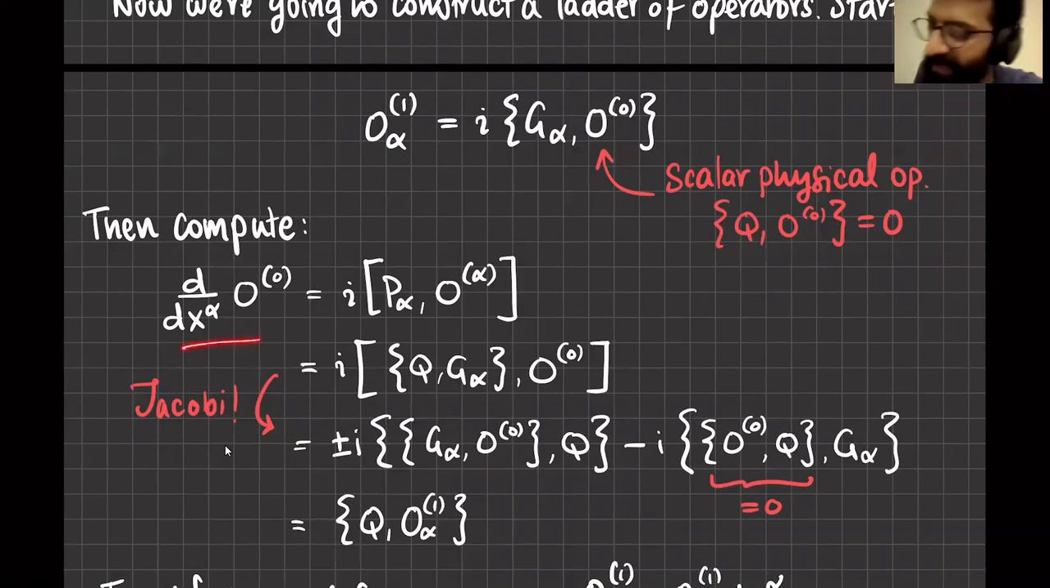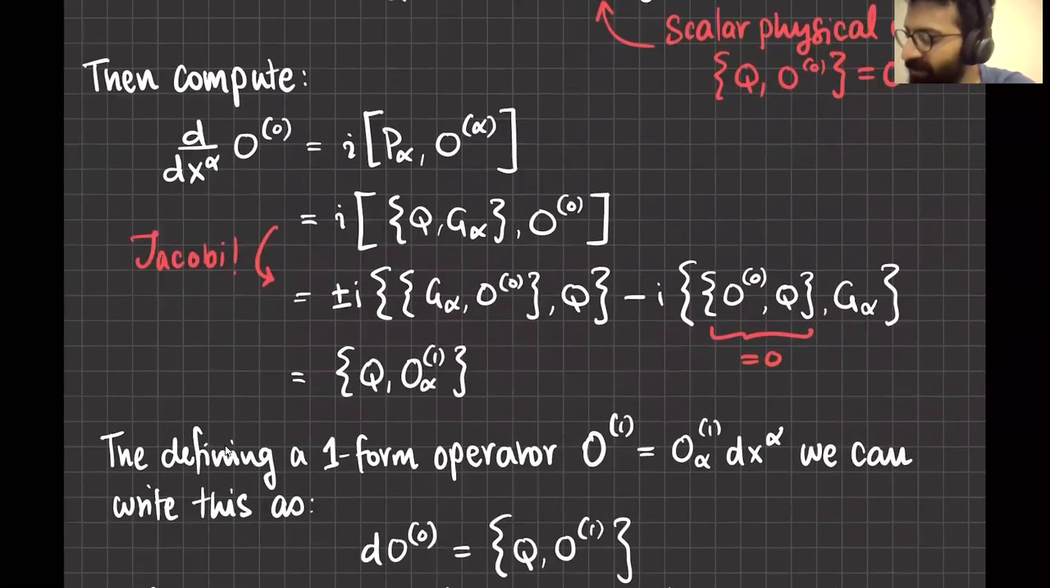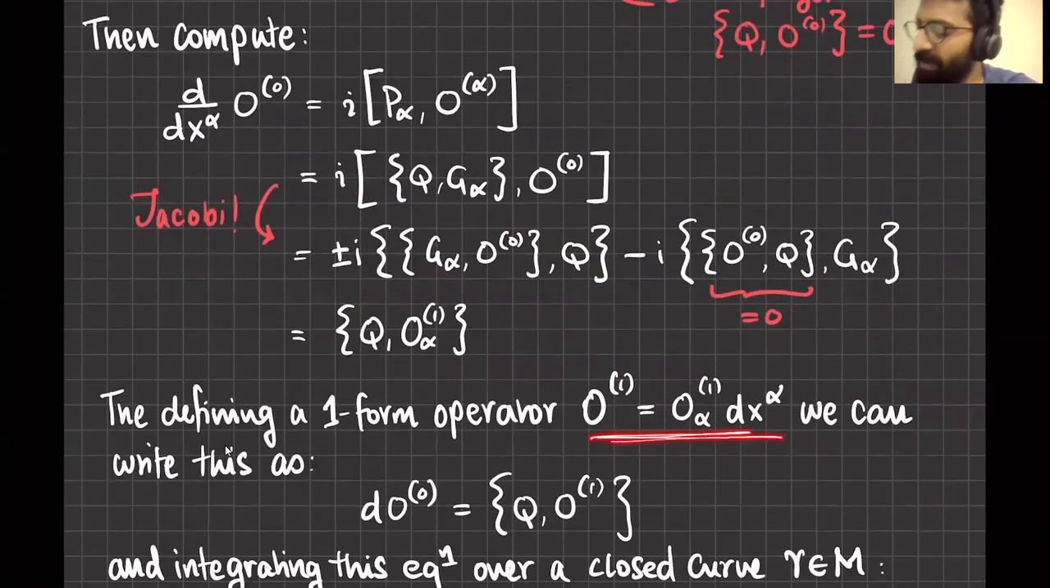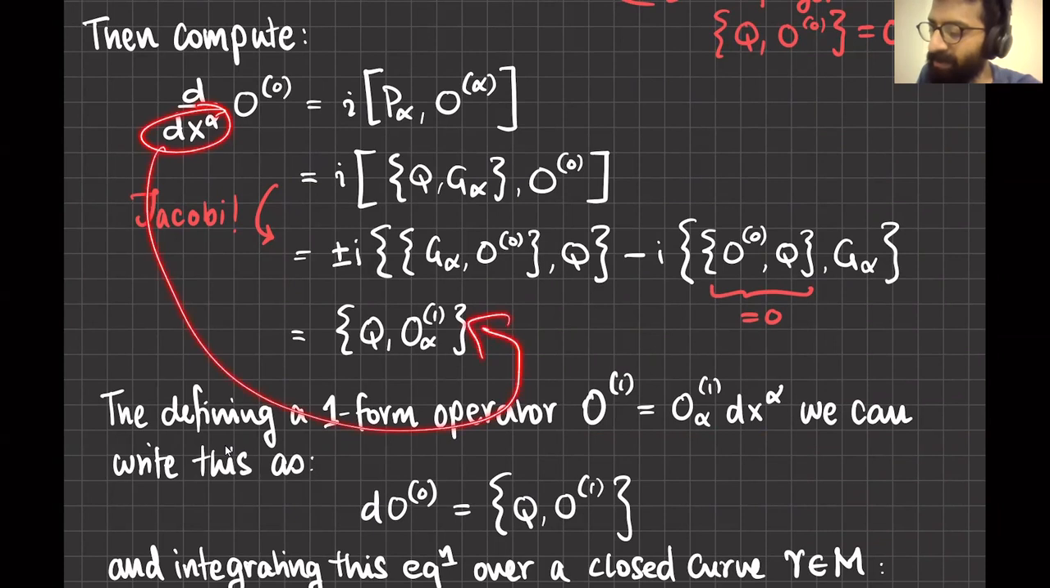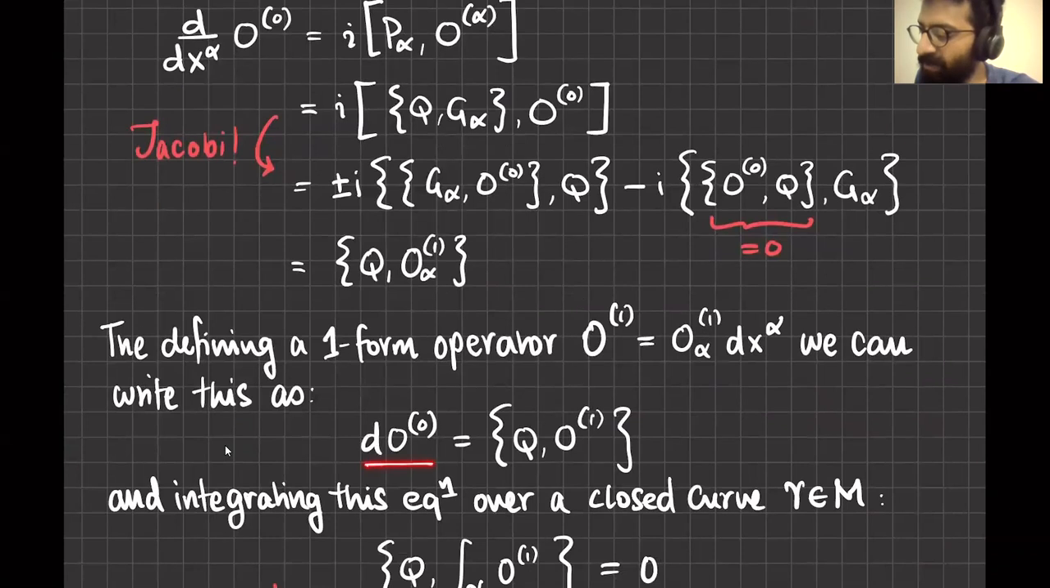What we find is that d by dx acting on O0 is Q acting on O alpha 1, which is the new guy that we defined. So now I can define a one form operator O1, which is O1 alpha dx alpha. Intuitively, I'm just moving this over here. And what I see is that dO really here means this whole process, where dO is just Q acting on O1.